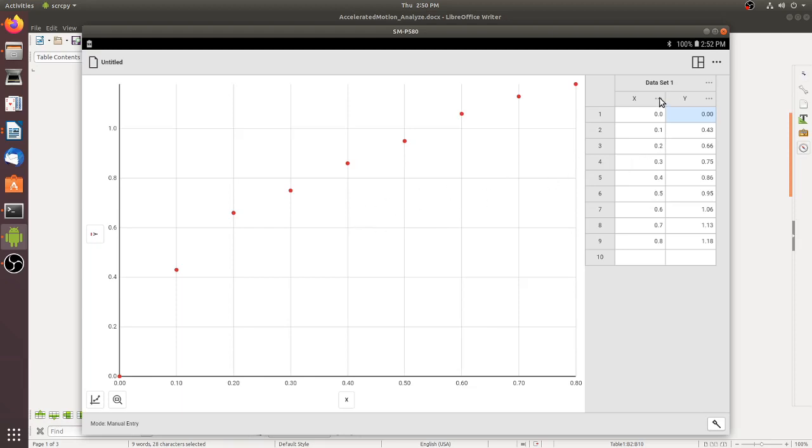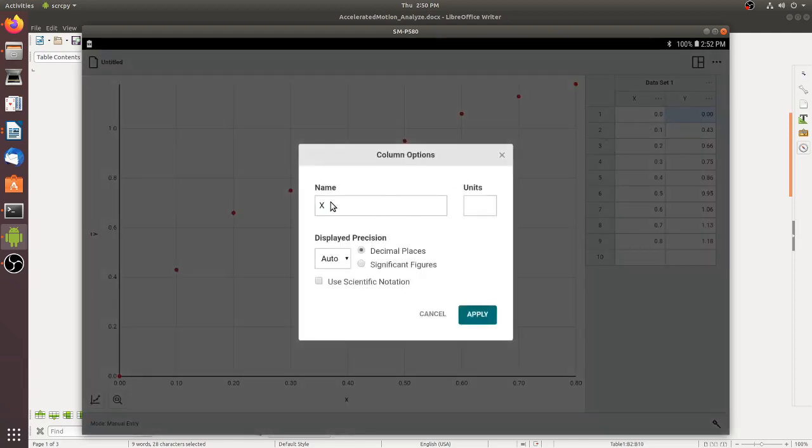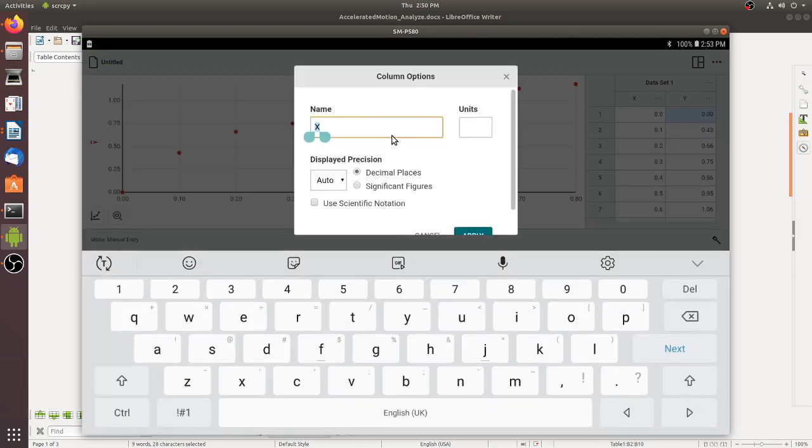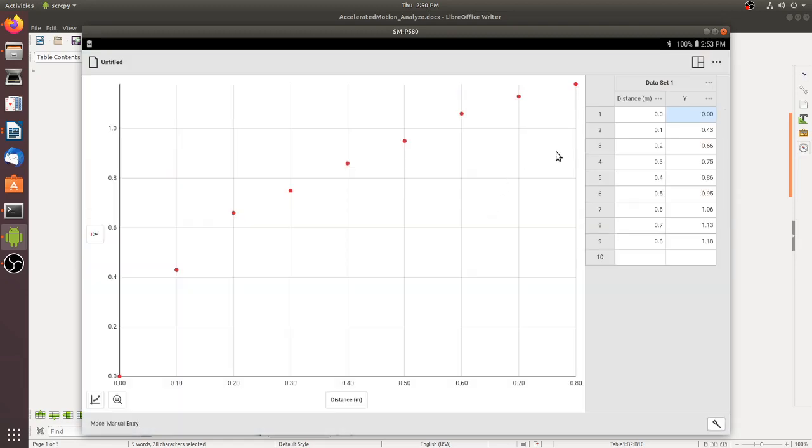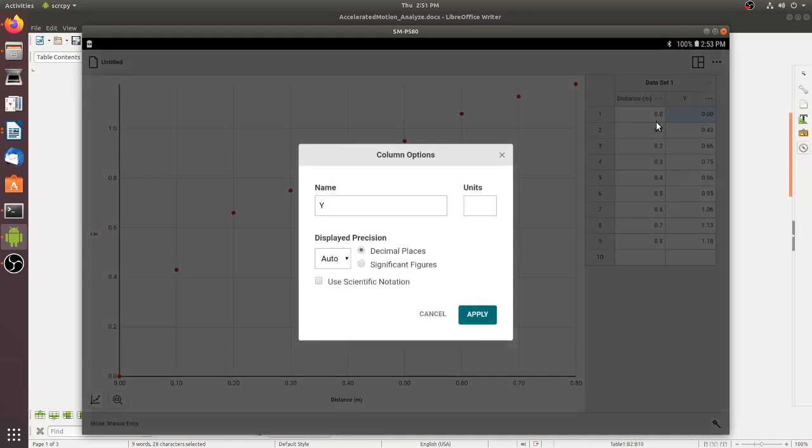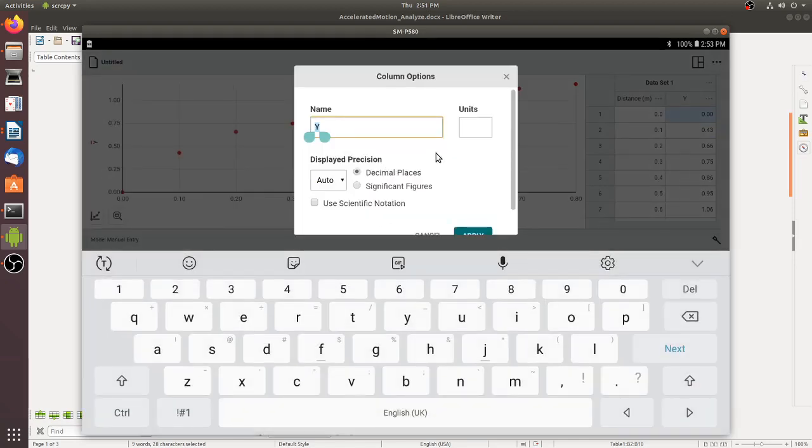Okay, the first thing I want to do is relabel this column. In options, I want to relabel it distance. And the units are going to be meters. And apply that. Good. Notice that we got kind of a bent over curve here. That's a square root function, by the way. And see, I've got distance on the x-axis. And right now, the y-axis I'm going to call time, and use units of seconds.